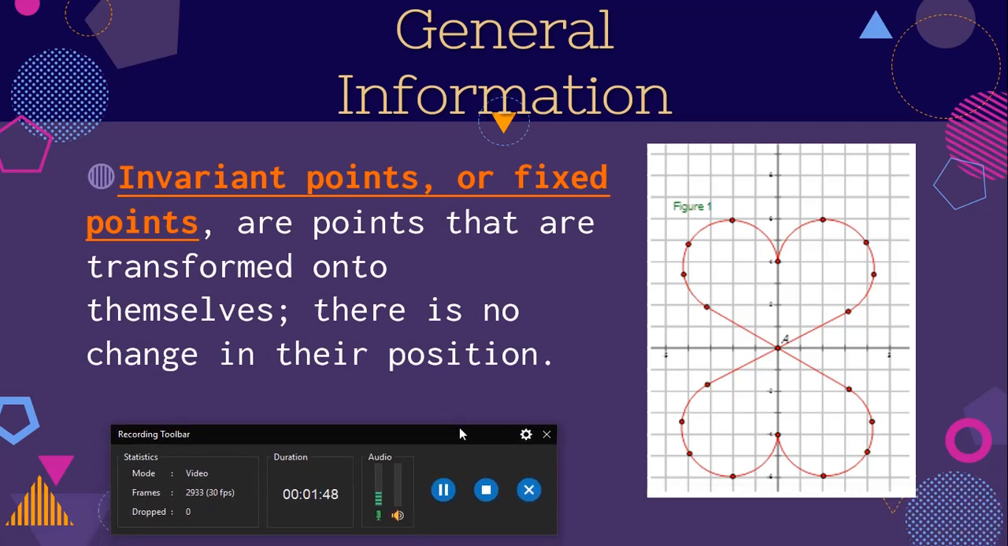Sometimes, even though the figure is undergoing a transformation and it should either move to a new location or flip over, some points do not move. We call those invariant points or fixed points. They actually will undergo the transformation, but however that transformation is set up, it leaves the pre-image and the image in its original location.